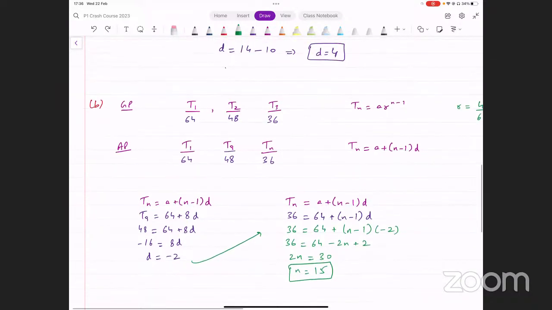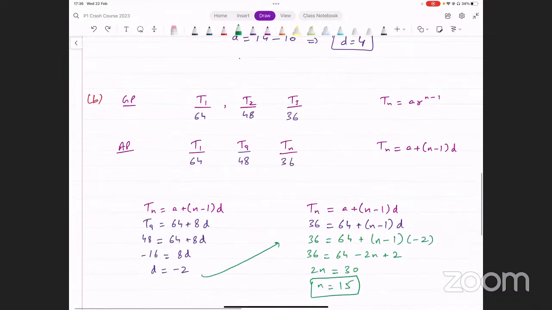All right, I hope that helps. In the next class, we will be discussing sum to infinity of a progression. And then we will start the next topic after that.